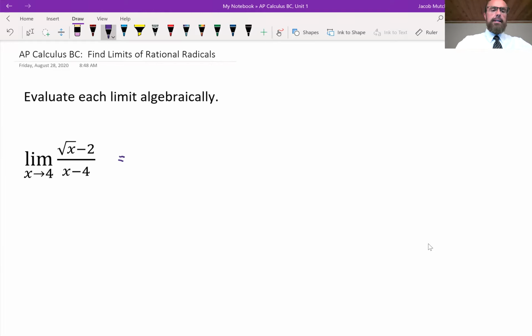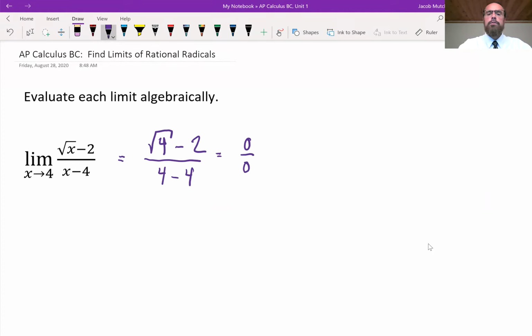I'm just going to take that 4 and substitute it in for x. So we're looking at the square root of 4 minus 2 over 4 minus 4. If we simplify this, for our numerator, we get square root of 4 is 2, 2 less 2 is 0, over 4 less 4 is also 0. And it becomes clear why we need some kind of different strategy.